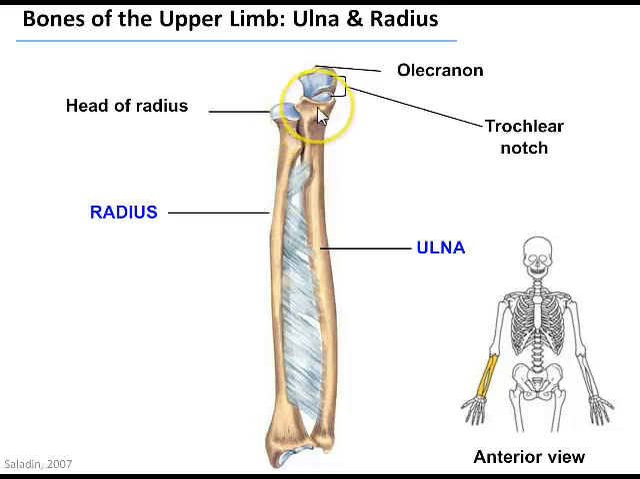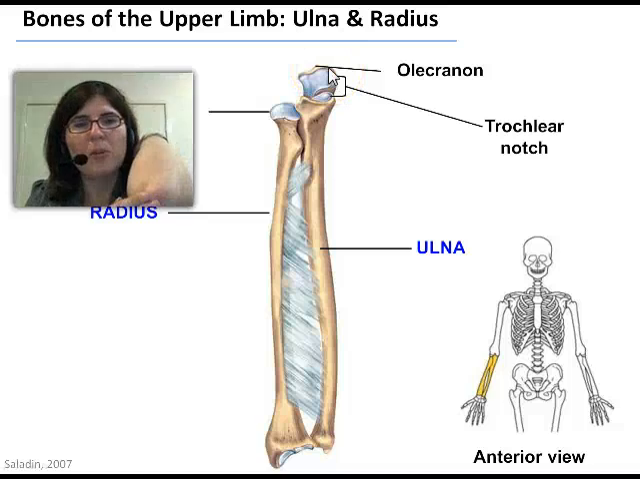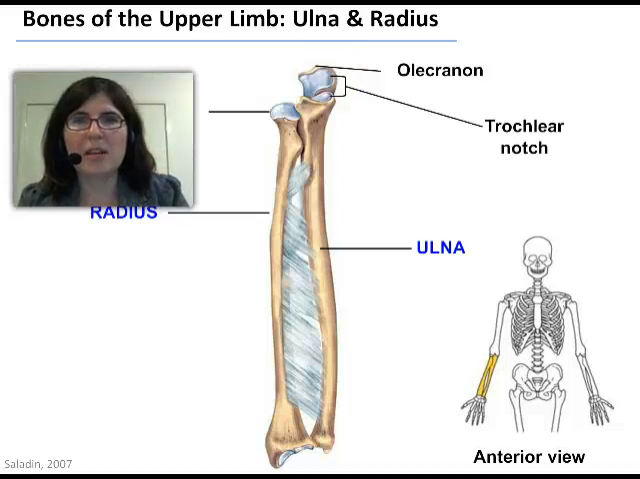On the ulna, the proximal end has two important features that we'll look at today. The trochlear notch, which is the articular surface, articulating with the trochlea of the humerus and contributing to the elbow joint, and the olecranon, which is actually the bony prominence of your elbow at the posterior surface of the ulna. The olecranon is an important muscle attachment site for the triceps brachii muscle group.